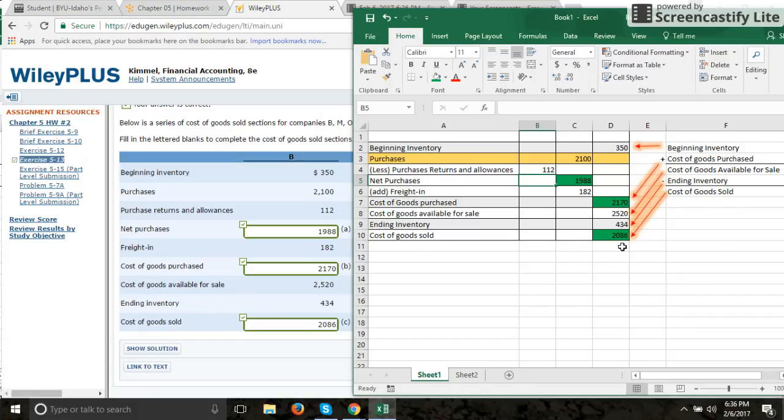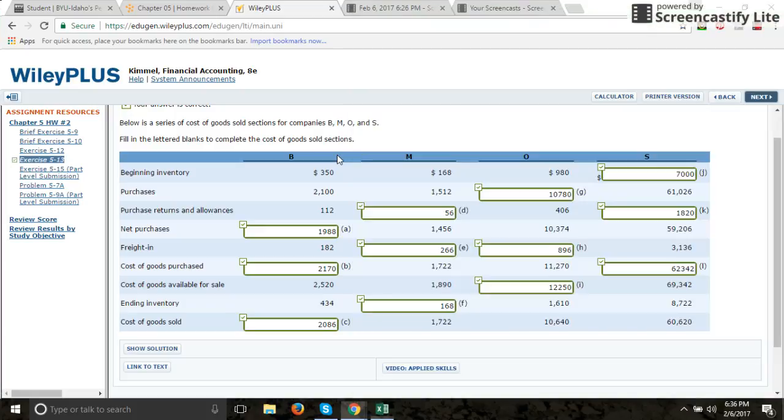So basically using this simple equation, the rest of your homework is algebra, and you can figure out these other ones. So if you have further questions, please let me know, and good luck in your homework, and I hope you're having so much fun learning accounting.